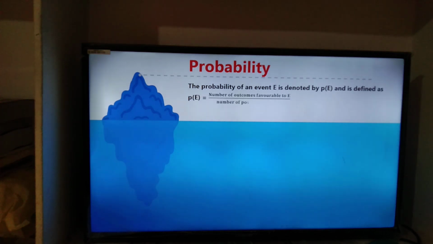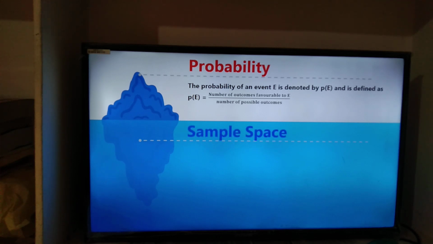The probability of an event E is denoted by P of E and it is defined as P of E equal to number of outcomes favorable to E to the number of possible outcomes. The probability is nothing but uncertainty. We can also call it randomness. The formula for probability is number of outcomes favorable to E to the number of possible outcomes.